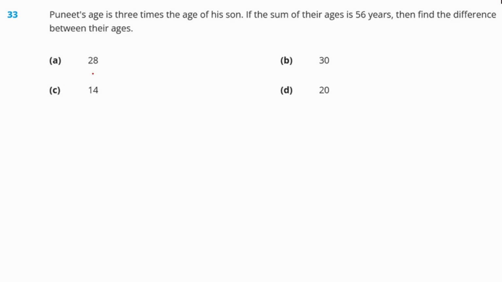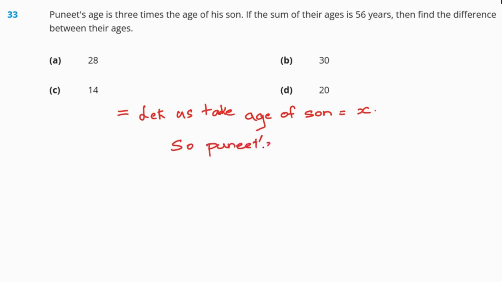Next question. Puneet's age is 3 times the age of his son. If the sum of their ages is 56 years, find the difference between their ages. So here Puneet's age is 3 times the age of his son. So let us take the age of the son is equal to x. So Puneet's age will be 3x, because Puneet's age is 3 times the age of his son.